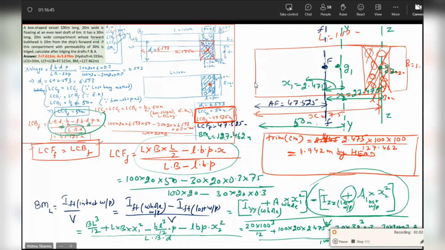Okay. Now using the final LCF, use the final LCF, 47.525. Can you split this into TA, TF, guys? Final LCF, use and split into TA, TF. And since she is down by head, apply TA, TF to the initial draft D1 of 6.593 and get the drafts and confirm if your answers are matching. You can execute the last step better, because if I keep writing on the same screen, it will become messy.